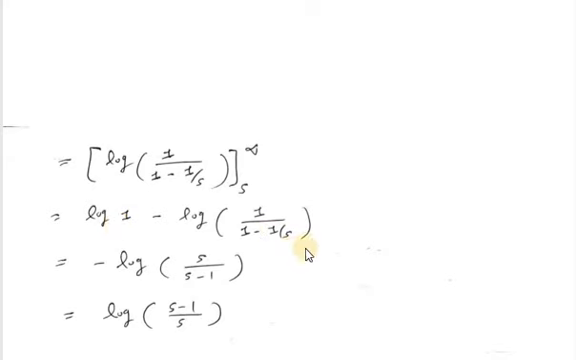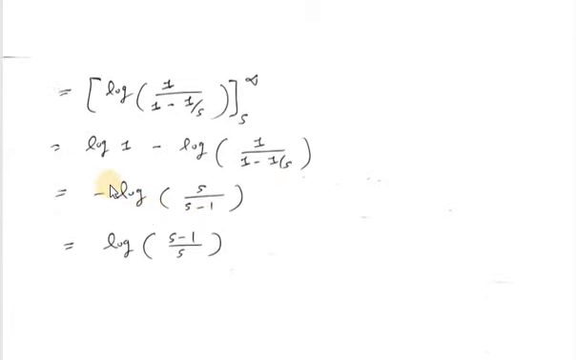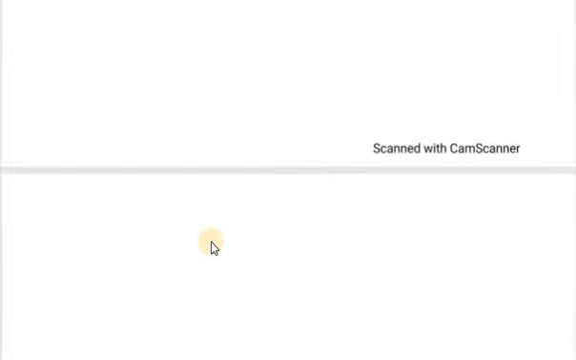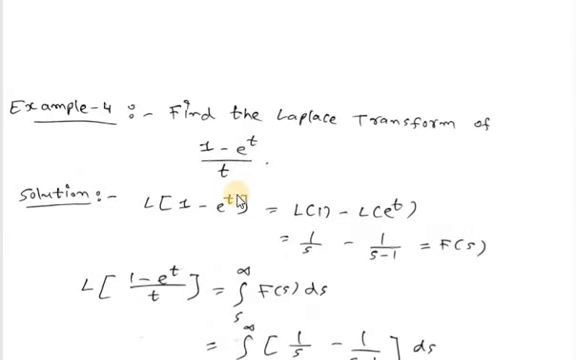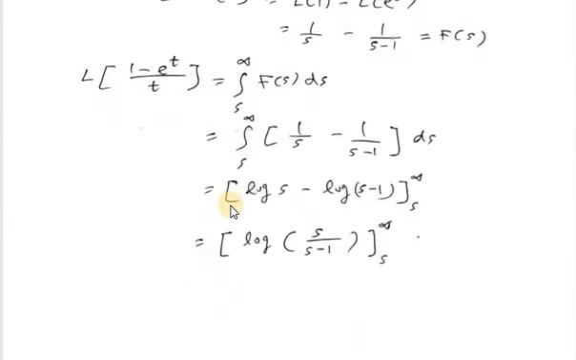Now simplify this one by taking s LCM, so it will become minus logarithm of s over s minus 1. Now applying the property of logarithm, it will become logarithm of s over s minus 1, the whole raised to minus 1. So finally it will become logarithm of s minus 1 over s. So this is the Laplace transform of 1 minus e raised to t by t.